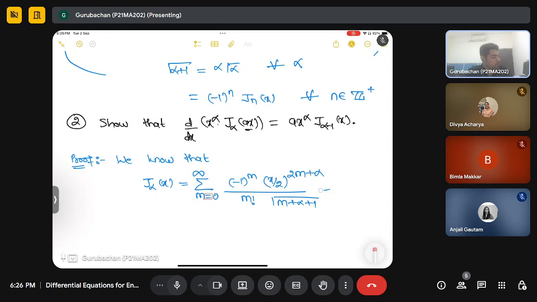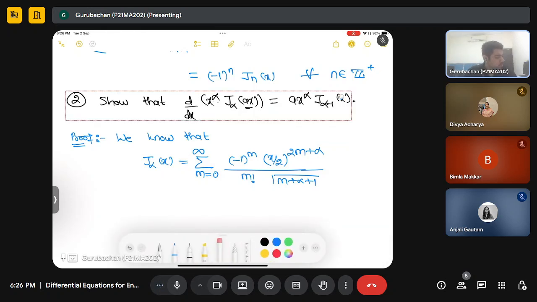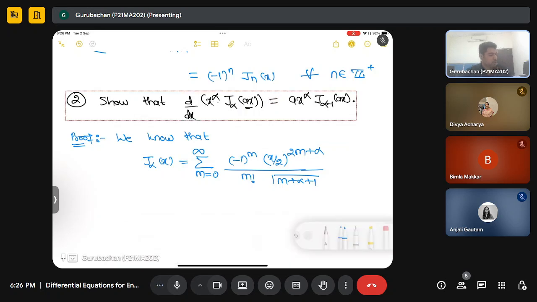So what we can do, we first write J alpha ax. Then we can establish the relation. Here I think there is a typo. It should be J alpha minus 1 ax. So let me correct it. This should not be changed.